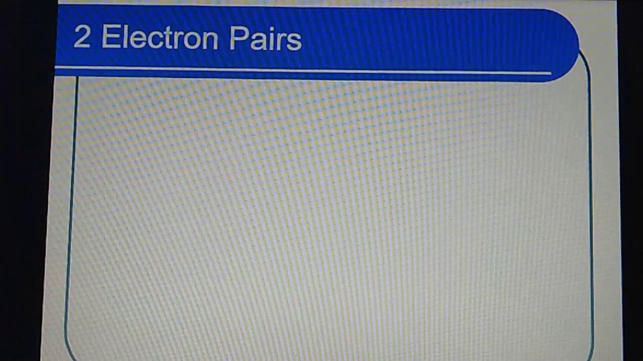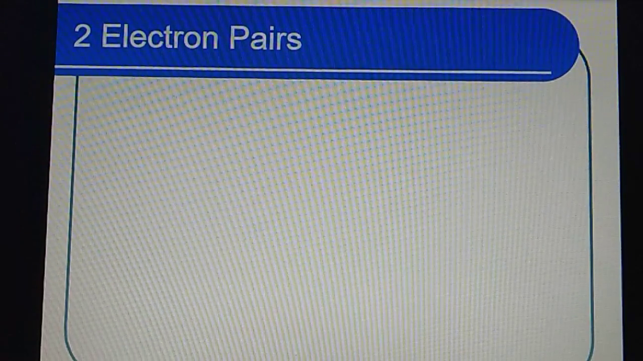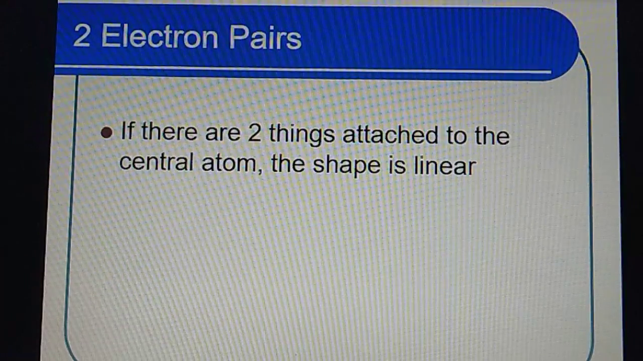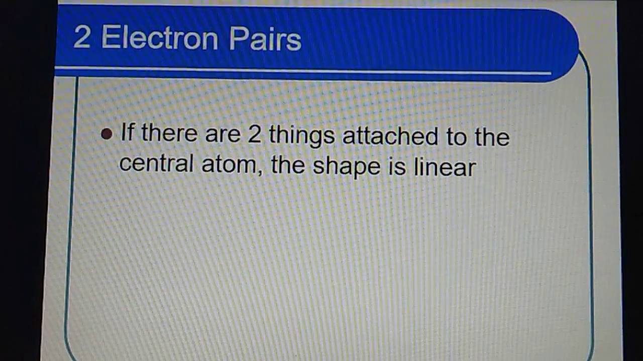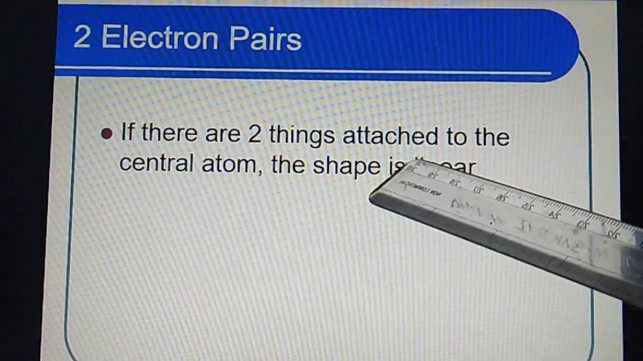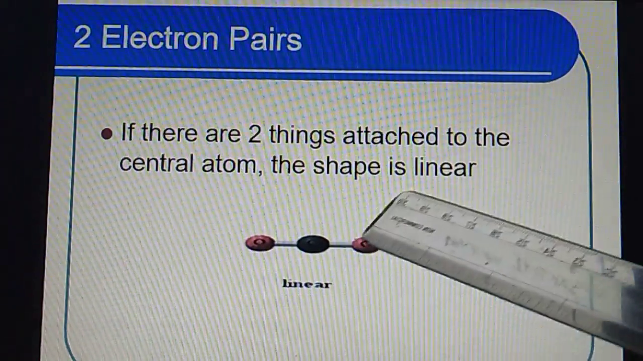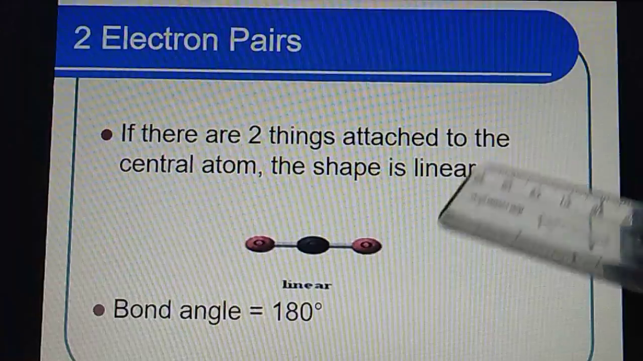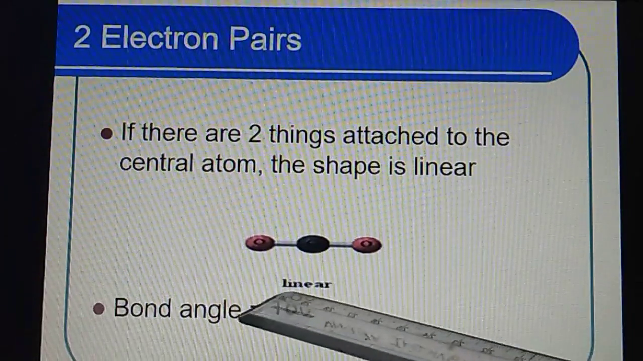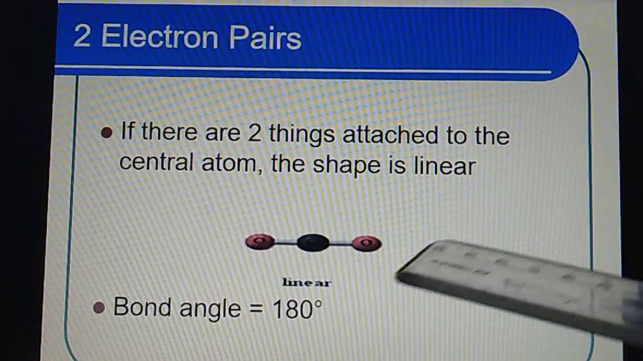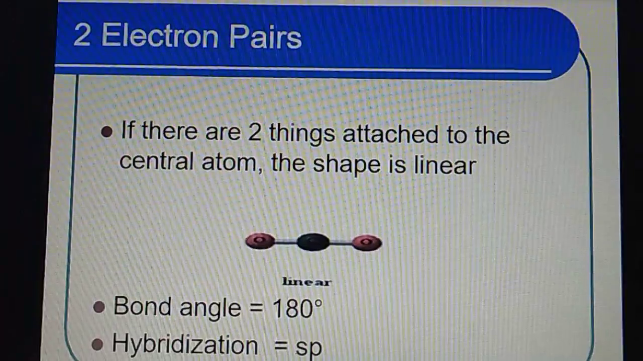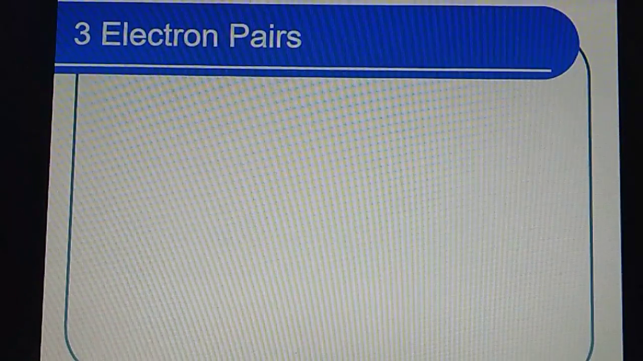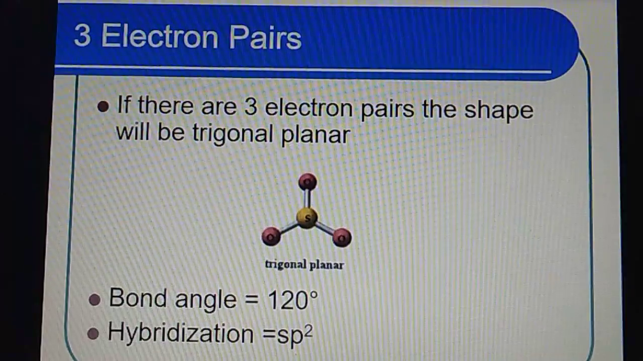So in case of 2 electron pairs, the shape will be linear, student. You can check here, if there are two things attached to the central atom, the shape will be linear. Only 2 electron pairs are there, so the shape will be linear. The bond angle is 180 degrees, and the hybridization will be sp. But what is the condition, student? In this condition there should not be a lone pair of electrons.